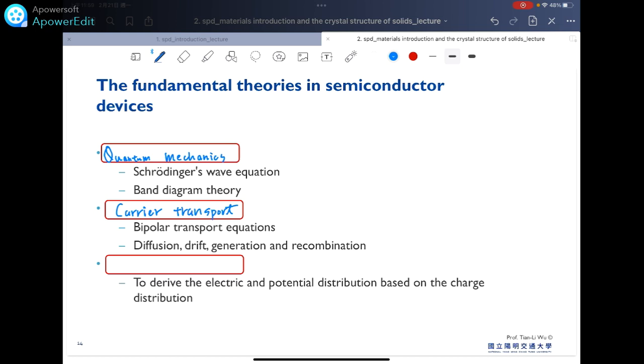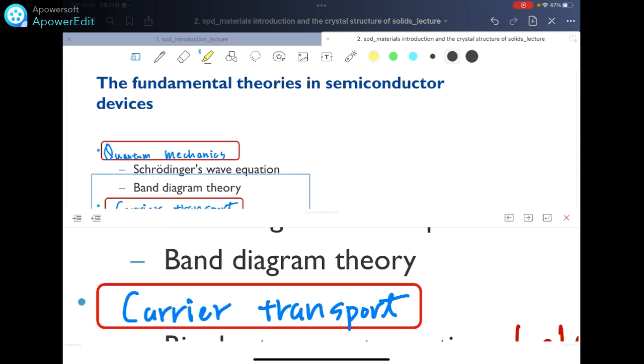The carrier here is just a general name for electrons and holes. We consider both electrons and holes, that's why we call it a carrier. So we need to derive the bipolar transport equation. Bipolar means that we consider both electrons and holes. So that's an equation that can be used to describe electron and hole behaviors here. And thus we consider diffusion, drift, generation, and recombination. That's all we need to understand carrier transport. And then the third one will be the Poisson equation.